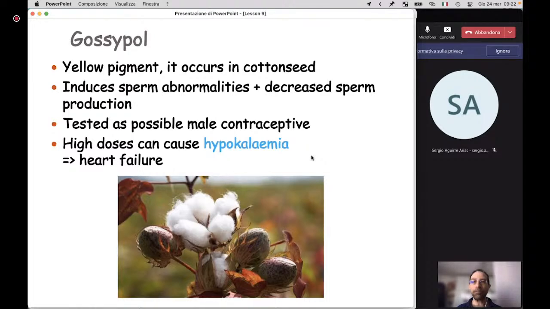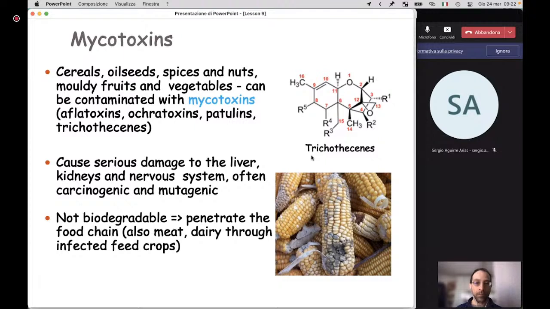Then we have seen some toxicants that are produced not by the plant themselves, but by microorganisms that can colonize different parts of the plants, and mainly fungi, so mycotoxins. We have 4 different classes, or main classes, of mycotoxins: aflatoxins, ochratoxins, patulins, and trichothecins.